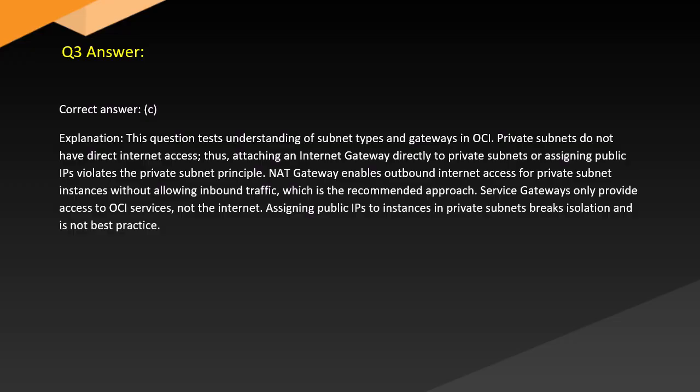NAT gateway enables outbound internet access for private subnet instances without allowing inbound traffic, which is the recommended approach. Service gateways only provide access to OCI services, not the internet. Assigning public IPs to instances in private subnets breaks isolation and is not best practice.